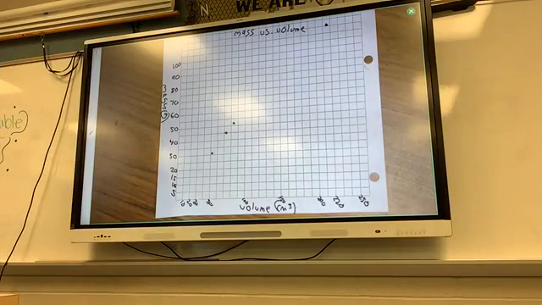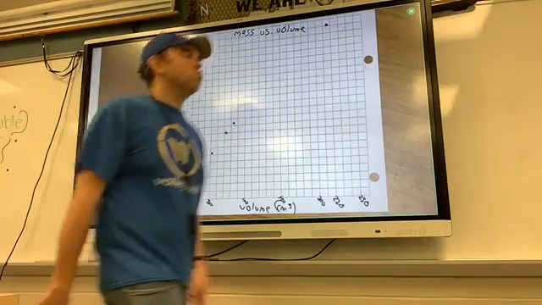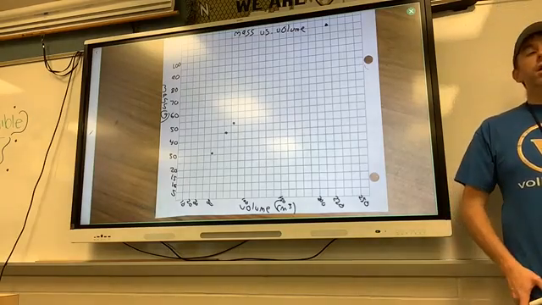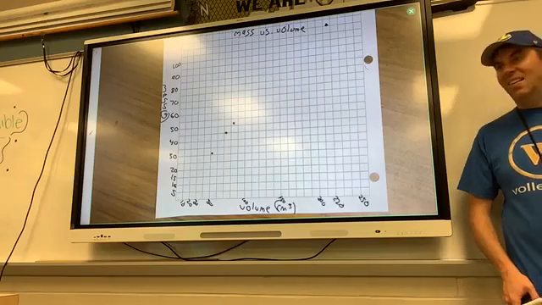You guys know how to plot points. Over 71, up 45. Now we don't keep A, right? Don't do anything yet. Just plot your points. Do you have your 4 points plotted?